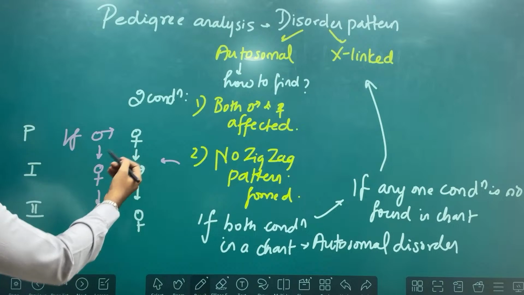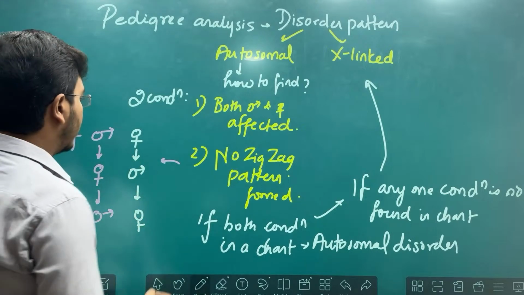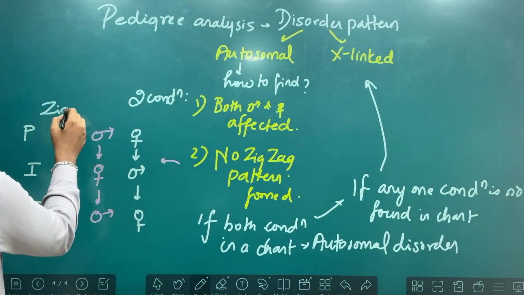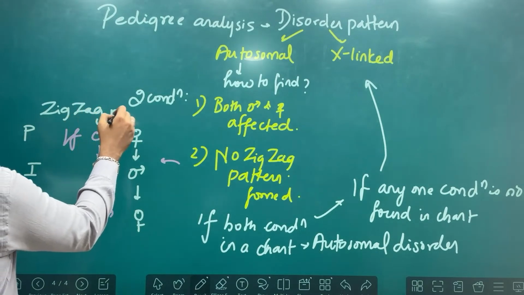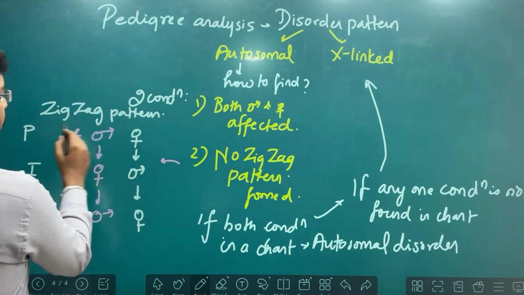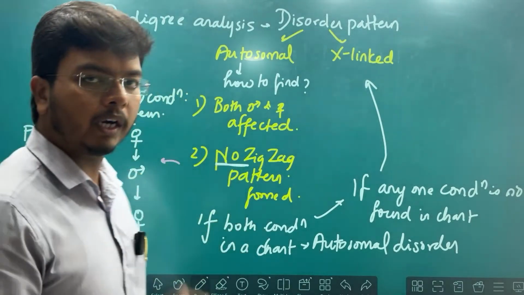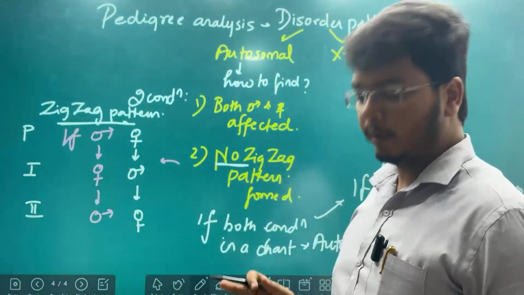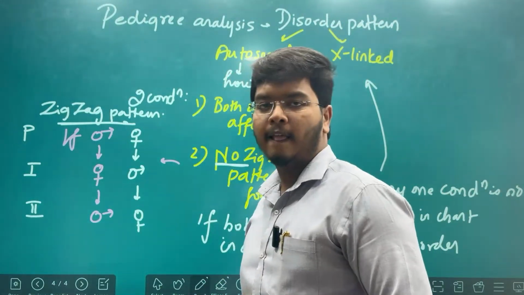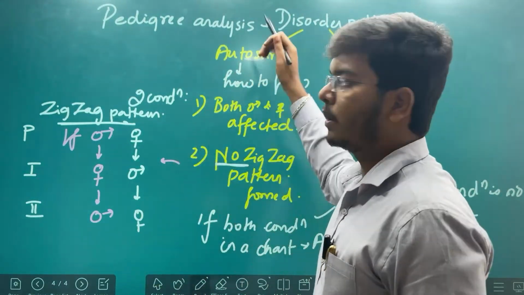Okay, so parent, first generation, second generation. So இதன நான் என்ன சொல்றேன், I call it as zigzag pattern. So in the pattern எனக்கு தெரிய கூடாது. If I am not able to see a zigzag pattern, then answer is it is autosomal.